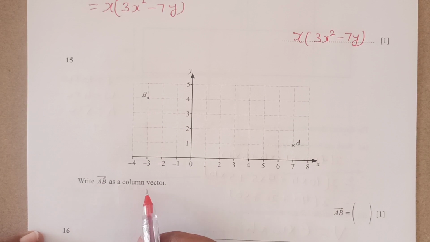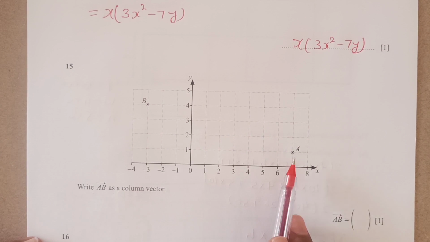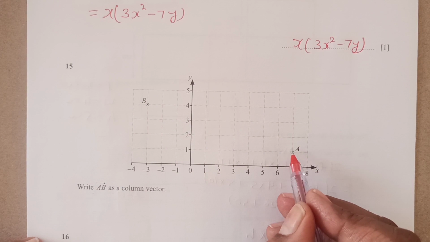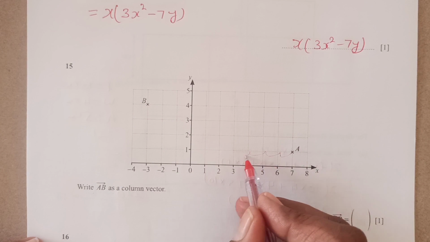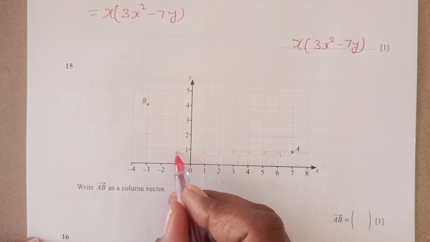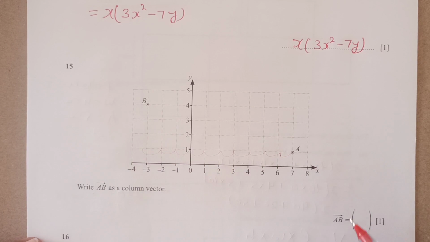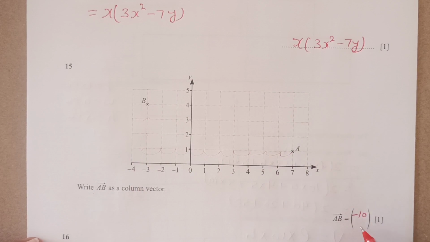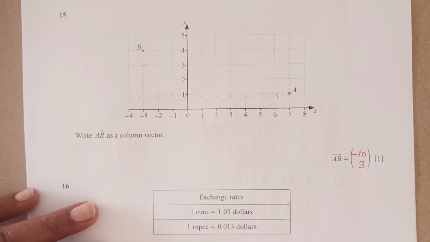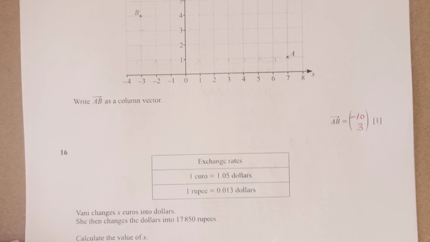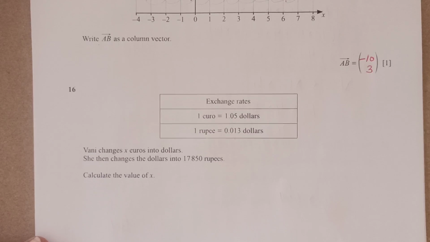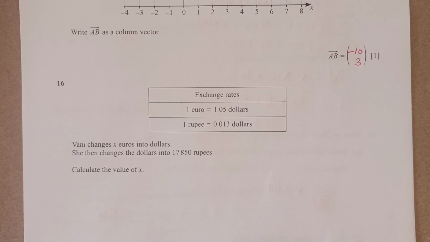Now AB, write AB as a column vector. This is point A here, B here, from A to B. How do we go? Let's see, 1 2 3 4 5 6 7 8 9 and 10. 10 left, so that is minus 10, and 1 2 3 up, 3 up. So negative 10 and 3 is the final answer here, right? Okay, so this question is a bit tricky. So we will do it slowly.